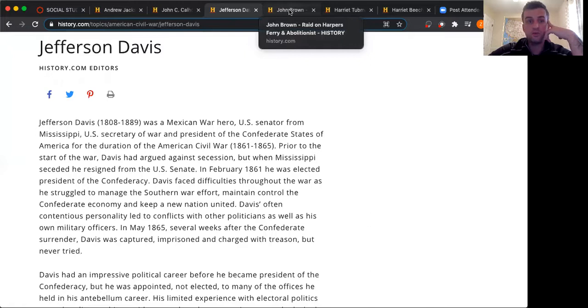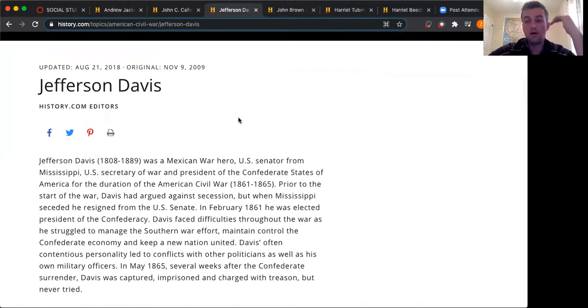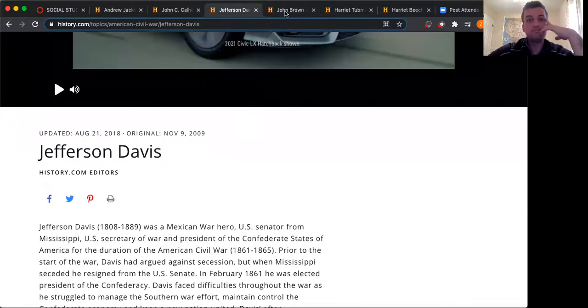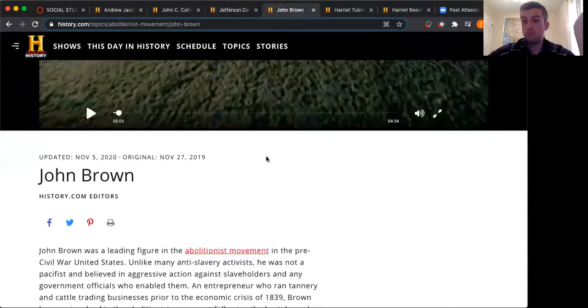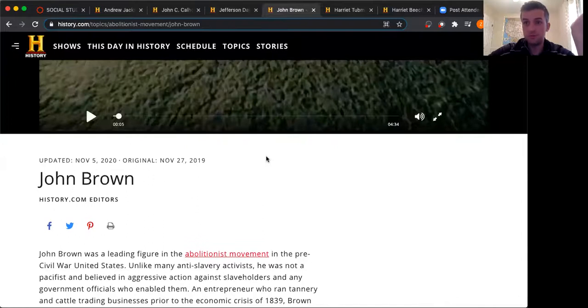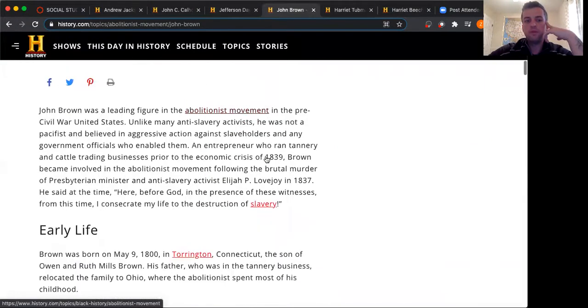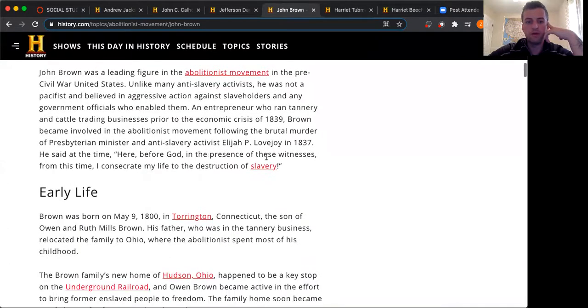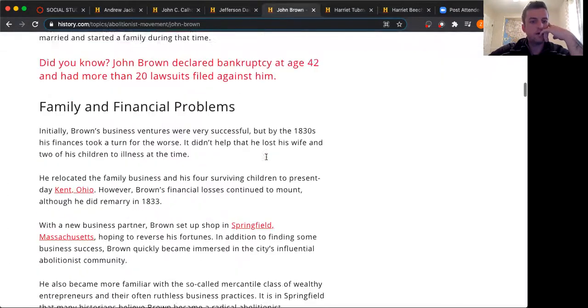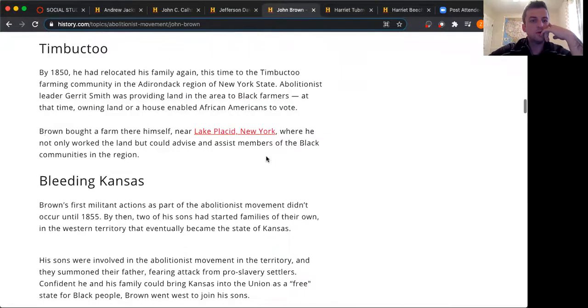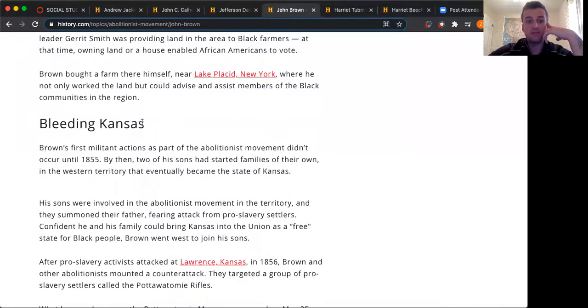The next three people are going to be folks that are kind of pro-Union or abolitionists, people who wanted to get rid of slavery. John Brown, you'll hear more about him when it comes to Bleeding Kansas, so the Kansas-Nebraska Act. We've kind of touched on that this week.